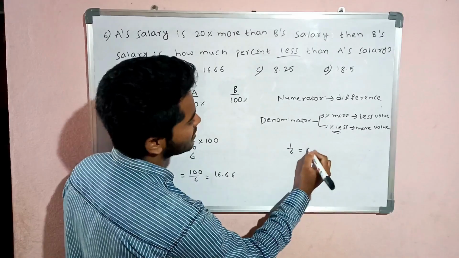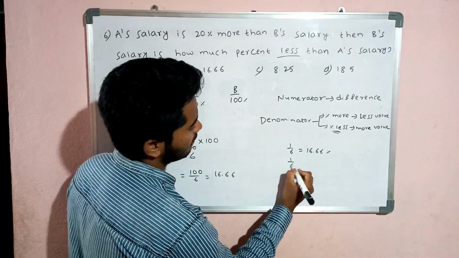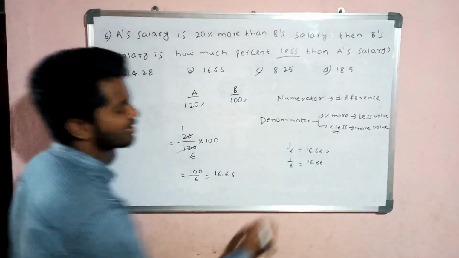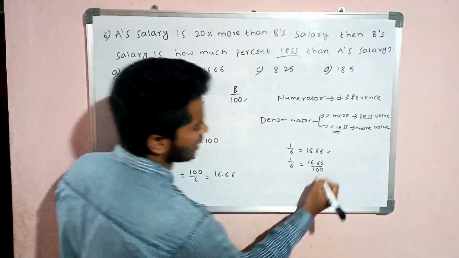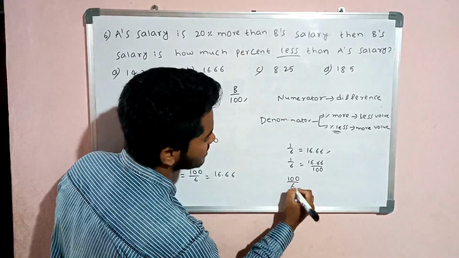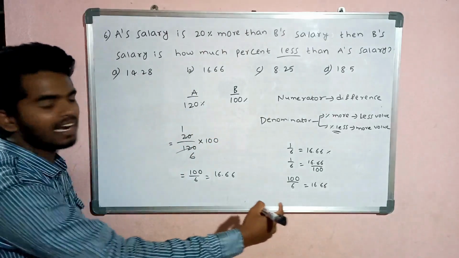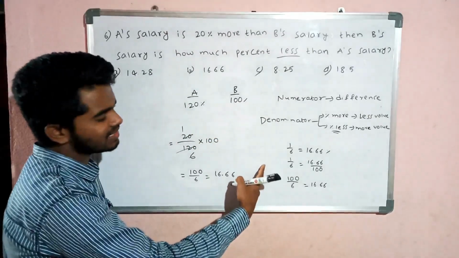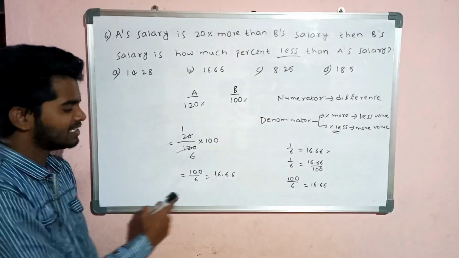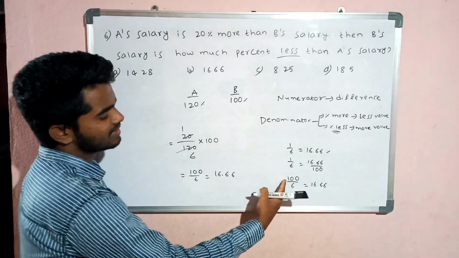1 by 6 equals 16.66%. Percent means per 100. 100 on the right side is the denominator and the left side is the numerator. 100 by 6 equals 16.66.